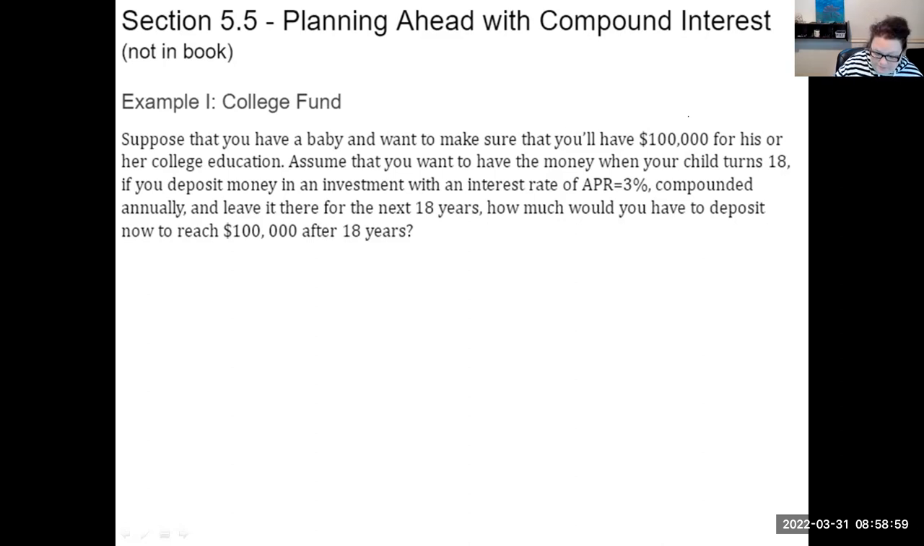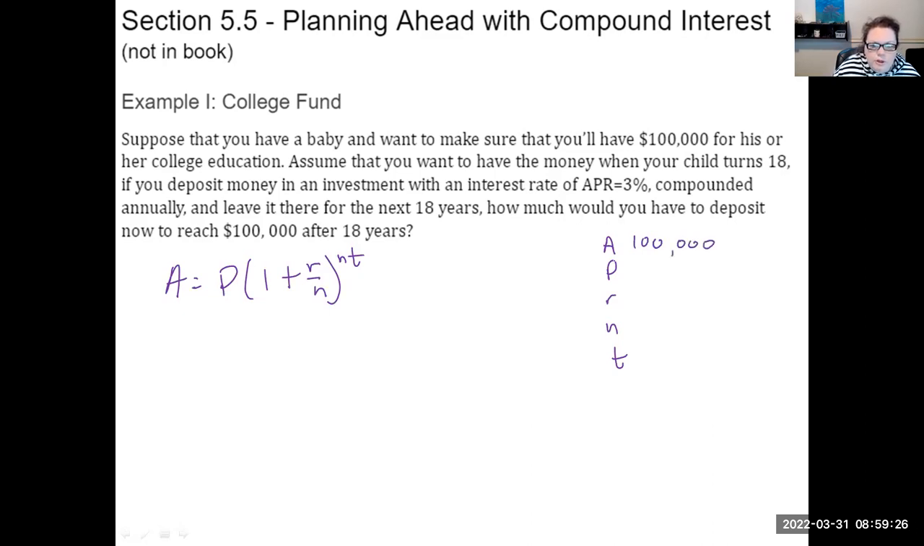Okay, this is a lot of words, but I know it's compound interest. Here's my formula. So it's A equals P(1 + r/n)^(nt). What is $100,000? Is that the amount invested or the amount we want at the end? $100,000 is what she wants to have for her kid. So that's 100 grand is A. And then we're looking for the principal. The rate is 3%. Number of compounding periods, 1, because it's annually. And then the time is 18 years.